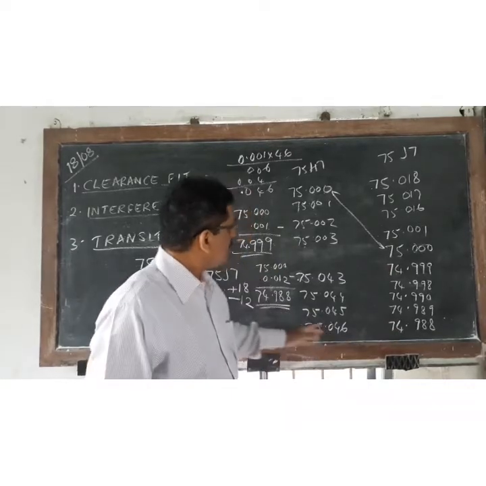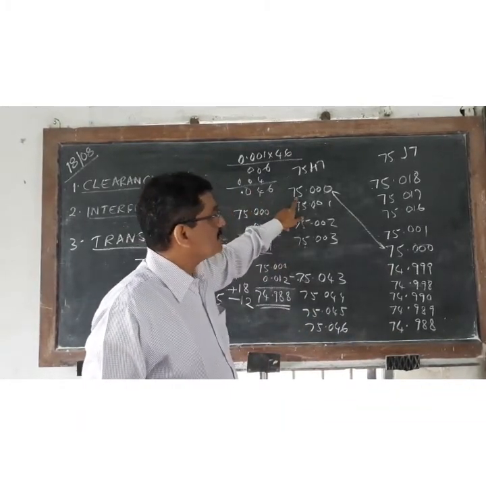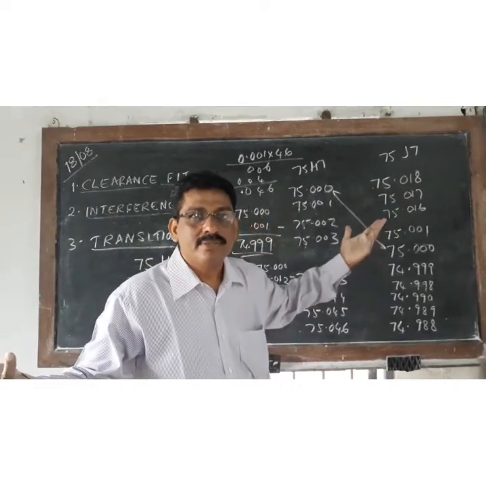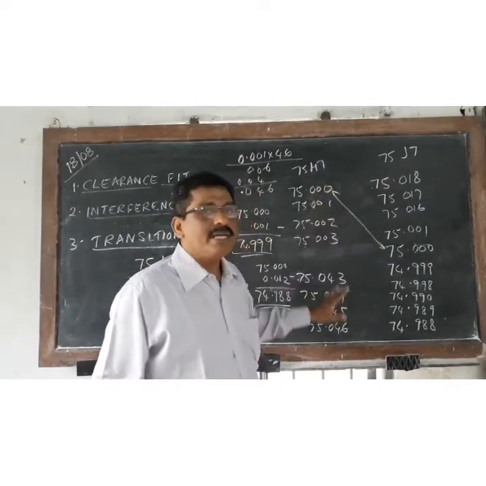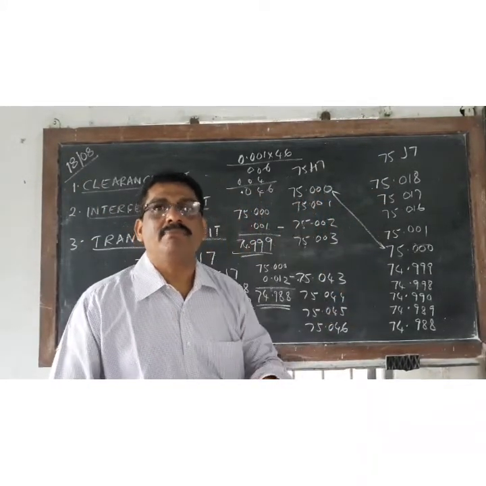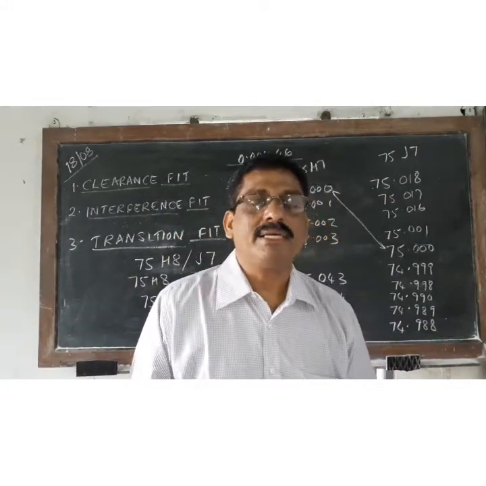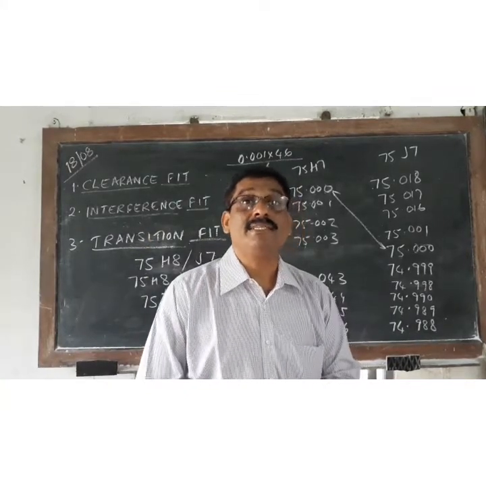Got it? Now you see here interference. Now same 75 you see. Shaft is 75.018. It is the interference. Isn't it? 0.018 more. It is a 75. So sometimes it is a clearance, sometimes it is an interference, and sometimes it is going to overlap. So this type of fit technically is called a transition fit.